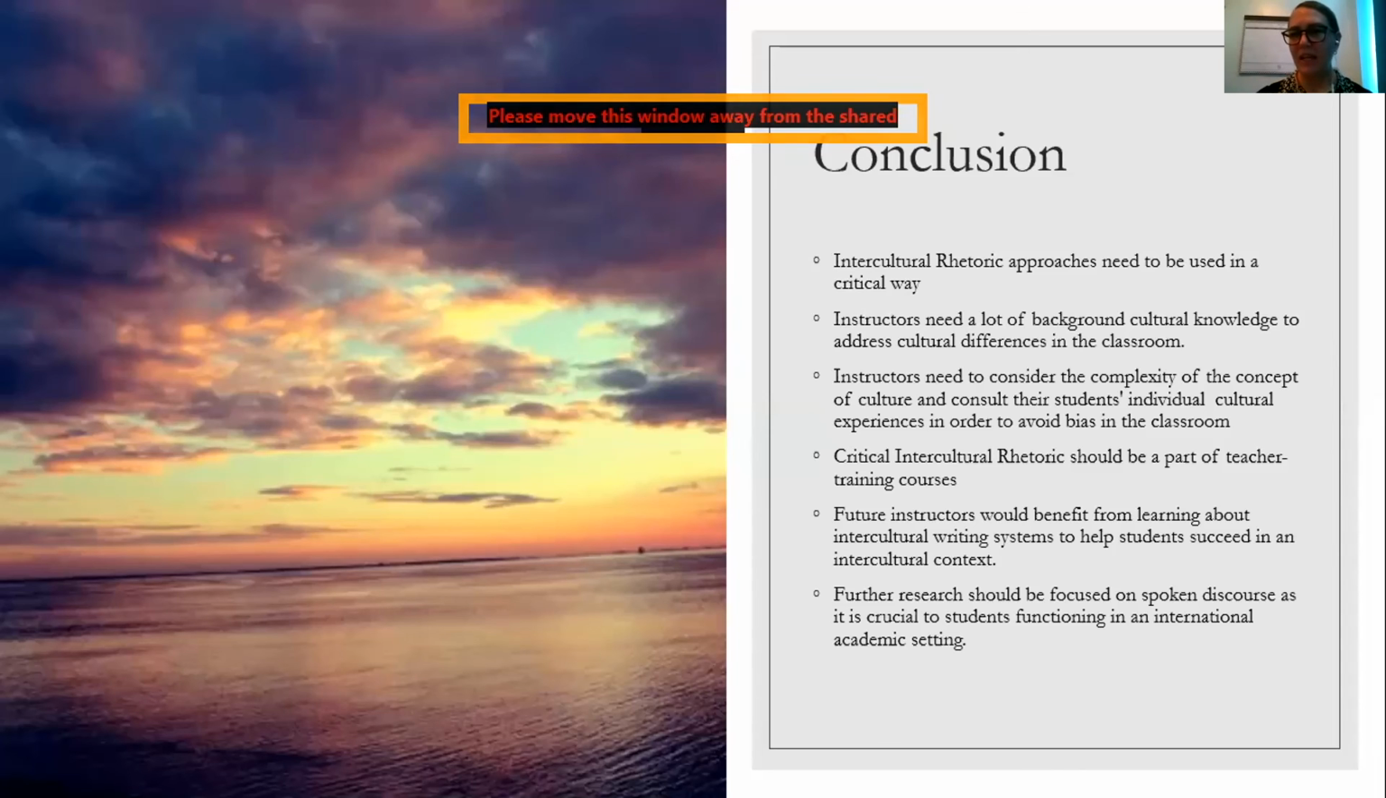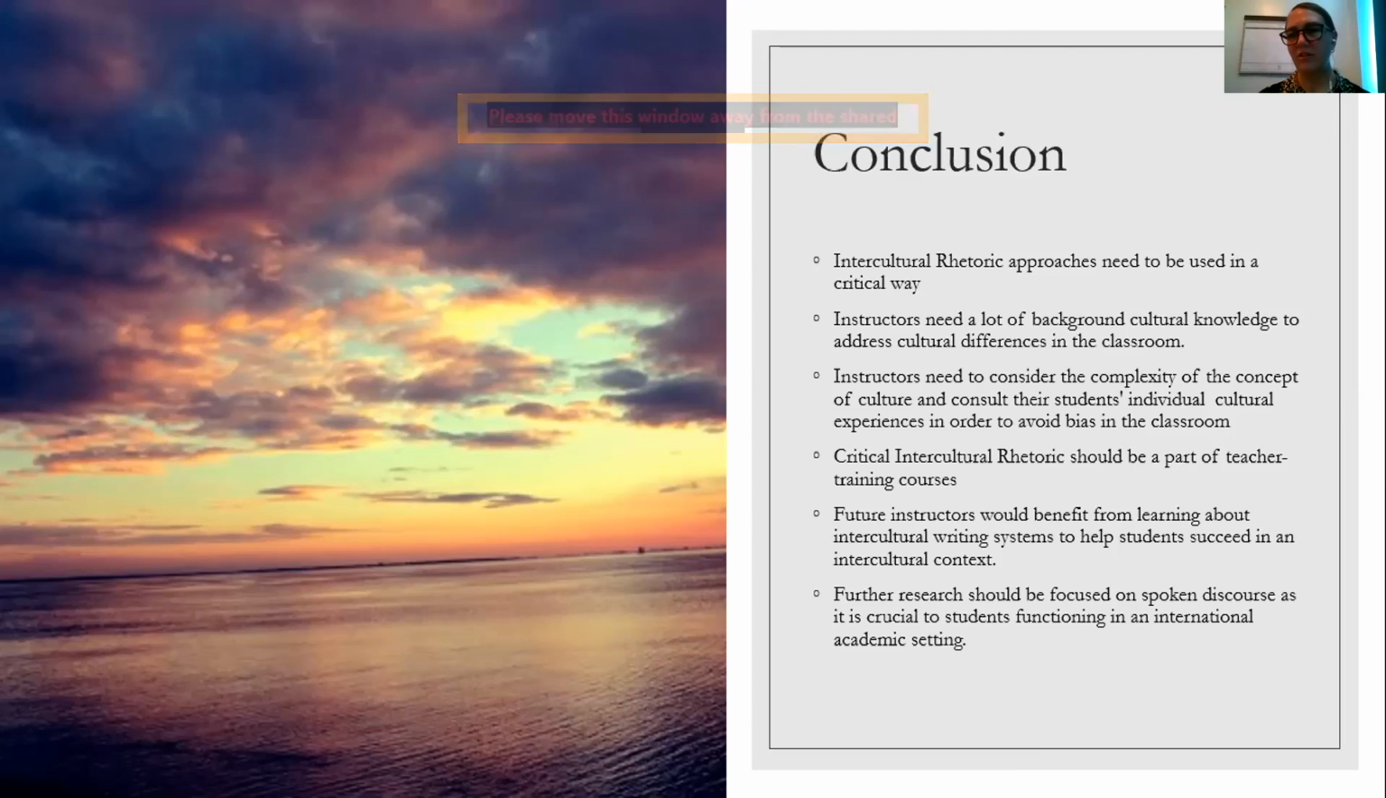Okay. In conclusion, intercultural rhetoric approaches need to be used in a critical way. Instructors must consider many aspects of implementation, such as gaining an understanding of background cultural knowledge to address cultural differences of students within their classrooms and across disciplines, considering the various writing systems as well. They must also take into account the complexity of the concept of culture as dynamic, while also consulting their students' individual experiences in order to avoid bias in the classroom. This requires teaching students about their potential biases that they may have as well.